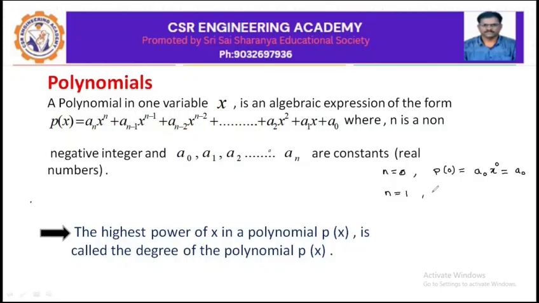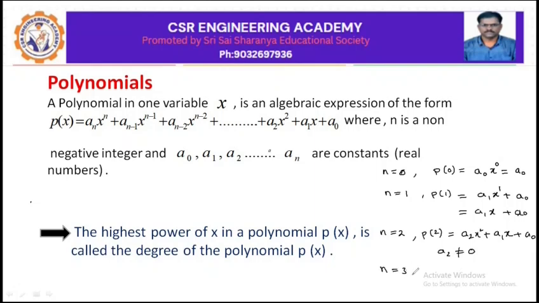n is equal to 1, that is p of 1 is equal to a_1 x^1 plus a_0, that is a_1 x plus a_0. Here the degree of the polynomial is 1, that is a linear polynomial. Your condition should be a_1 is not equal to 0 for a linear polynomial. n is equal to 2, that is p of 2 is equal to a_2 x squared plus a_1 x plus a_0. Here the degree of the polynomial is 2, that is a quadratic polynomial. Here the condition should be a_2 is not equal to 0.